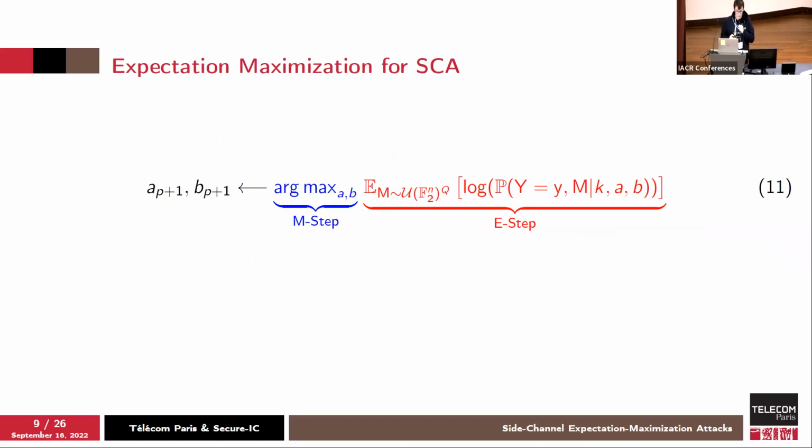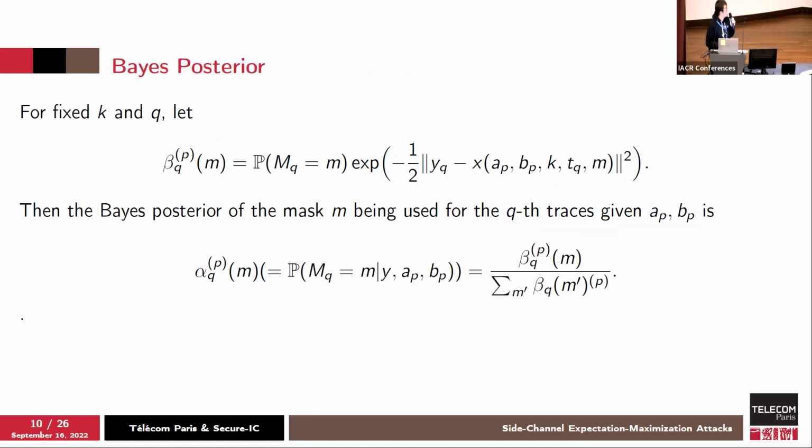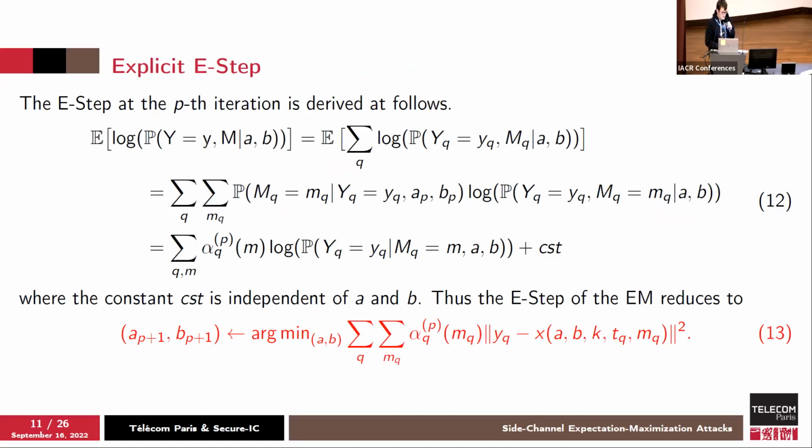So we'll now derive exactly how to do the E step and the M step for side channel analysis. To do the expectation, we just need to compute the posterior probability that the mask M is being used for the trace Q given observation Y, if you have fixed the parameters A_P and B_P at step P. And using Bayes' formula, you obtain this expression. So this enables us to compute the expectation step, where you see that it just simplifies, and this is a minimum because I remove the minus, to a quadratic expression.